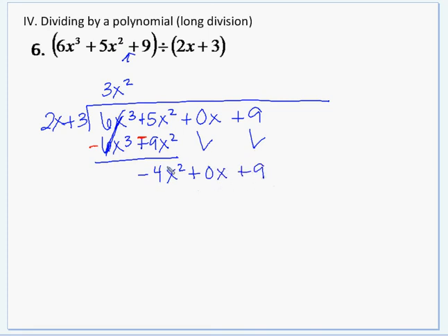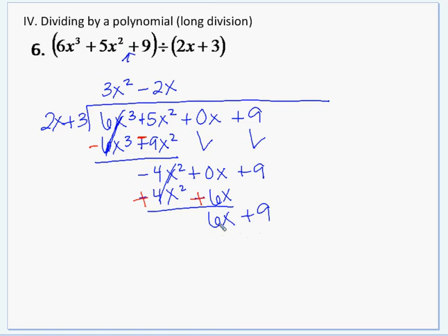So now we're going to take this term again and follow the same steps. So we have a negative 4x squared divided by 2x. So we have a minus 2x. Take this, multiply back through. So we're going to have a negative 4x squared, and then negative 2x times 3 gives you a minus 6x. And then at this point, once again, we're going to change our signs. So it's a positive and a positive now. So these cancel, and now 0x plus 6x gives you a 6x plus 9.